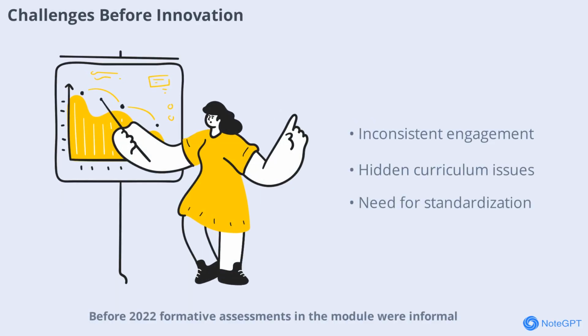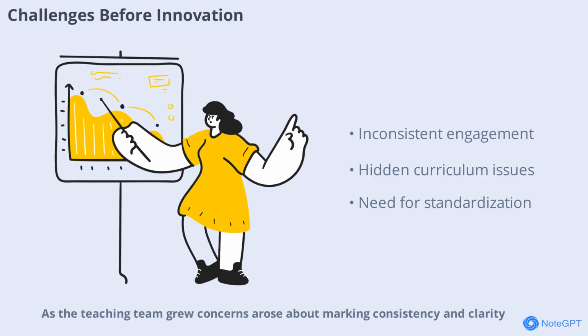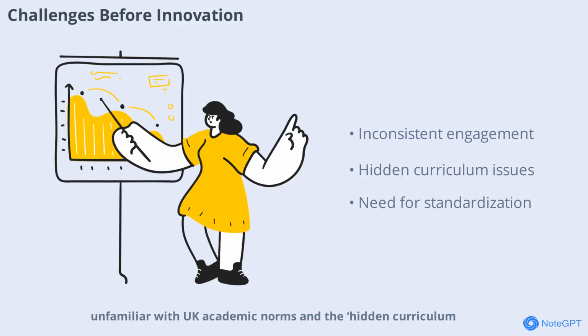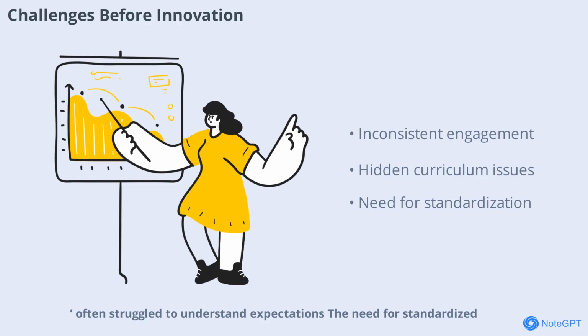Before 2022, formative assessments in the module were informal, with no fixed deadlines and inconsistent student engagement. As the teaching team grew, concerns arose about marking consistency and clarity, especially for new staff. International students unfamiliar with UK academic norms and the hidden curriculum often struggled to understand expectations. The need for standardized, inclusive, and clear feedback became apparent, leading to the development of the formative-specific rubric and formalized assessment process.